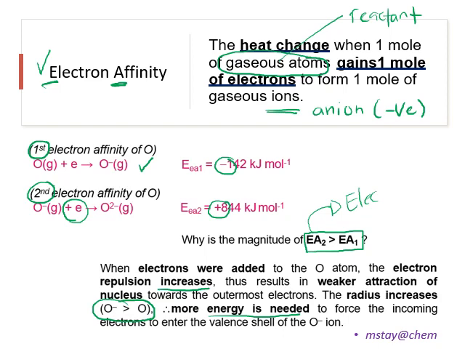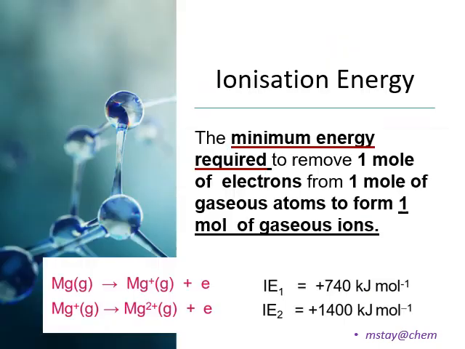In simpler words, once you already have an electron, when more and more electrons come in, the electron repulsion becomes stronger. So for the newly coming electron, it needs to absorb more energy.